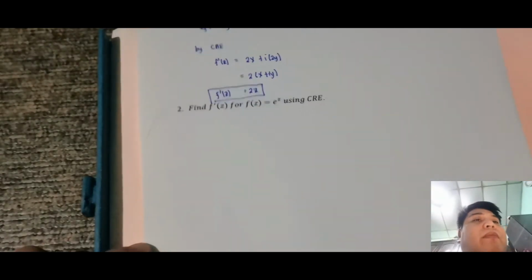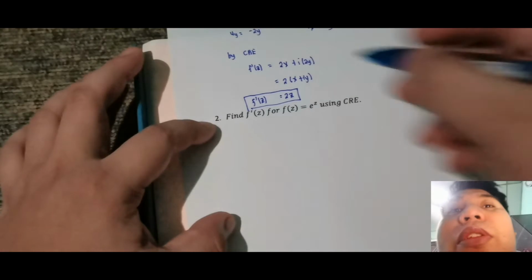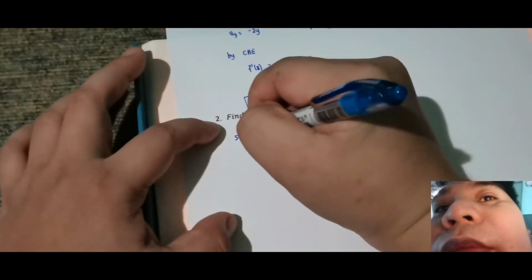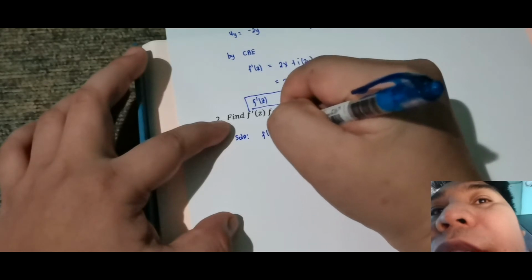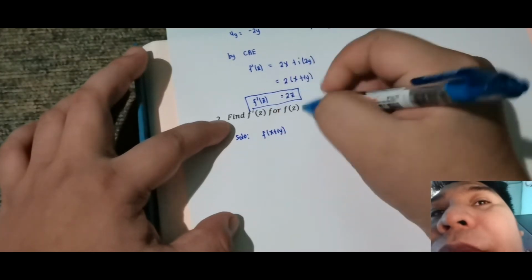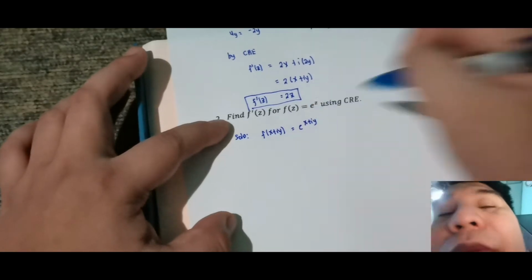Ito medyo mahirap, medyo tricky. Well, ano derivative ng e raised to z? E raised to z. Dapat babalik lang tayo sa sagot. Ganun kasimple yan. Okay, so una, anong gagawin ulit? Sir, evaluate mo yung z. So solution. f of x plus iy is equal to e raised to x plus iy.